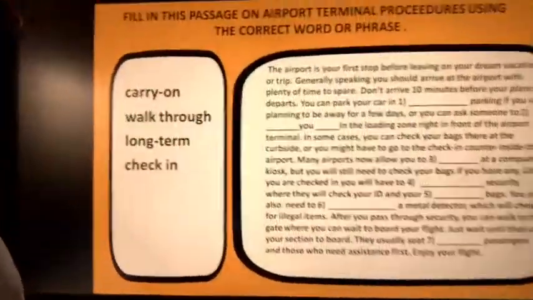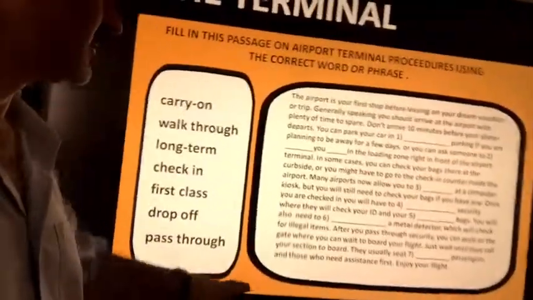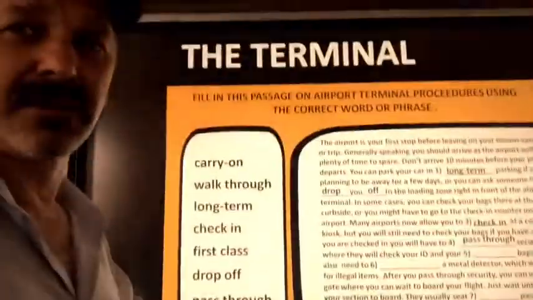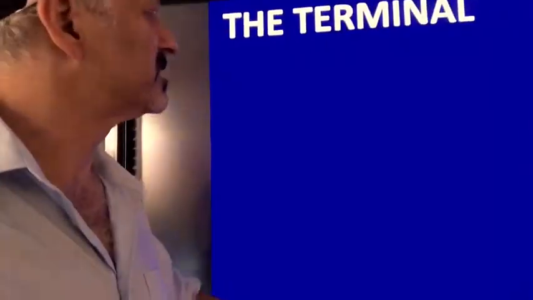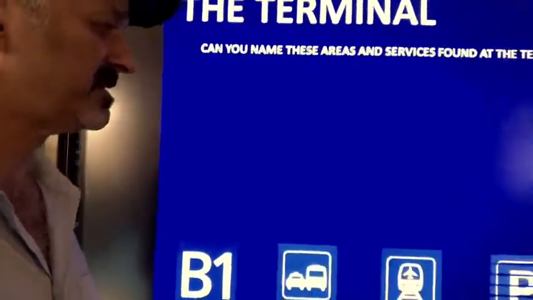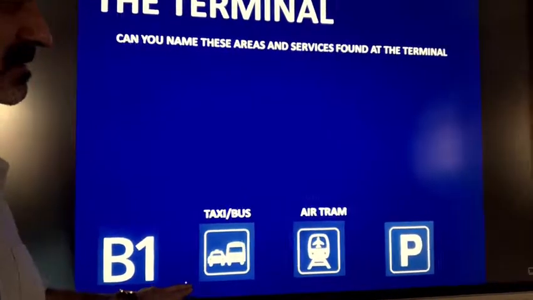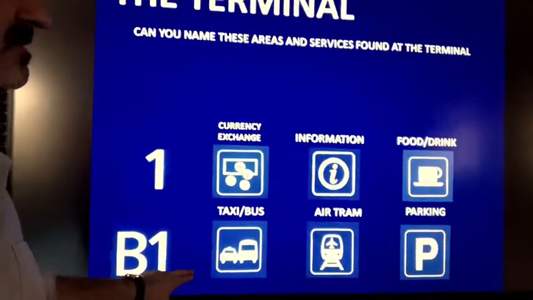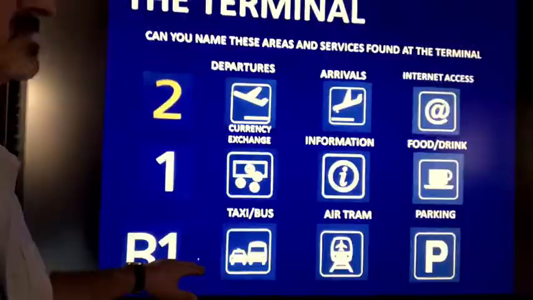I give them a handout here with some missing vocabulary. We go through it and give them a little bit of time to go through it together, to get all the airport sounds and vocabulary. Can you name these areas and services? What is this? Taxi, bus, air, train, parking, currency, information, departures, arrivals, and internet.